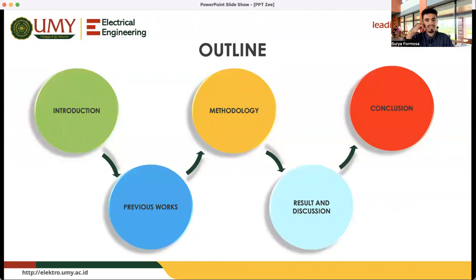Outlines. In this presentation, I'm going to mention 5 points. The first is introduction. The second is previous works. The third one is methodology. The fourth one is result and discussion. And the last thing is the conclusion.